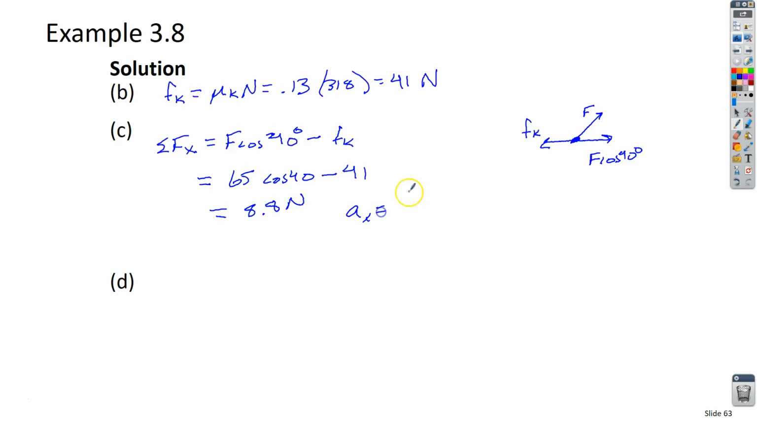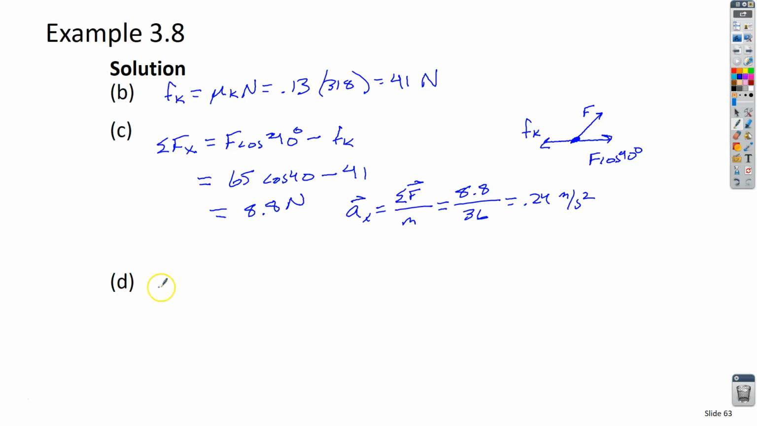So the acceleration of the suitcase, remember, is just the sum of the forces divided by the mass. The sum of the forces here were about 8.8 newtons, and we're going to divide that by our mass of our suitcase, which is about 36 kilograms. So 8.8 divided by our 36 should give us about 0.24. And remember, that's meters per second squared, the standard unit that we want.